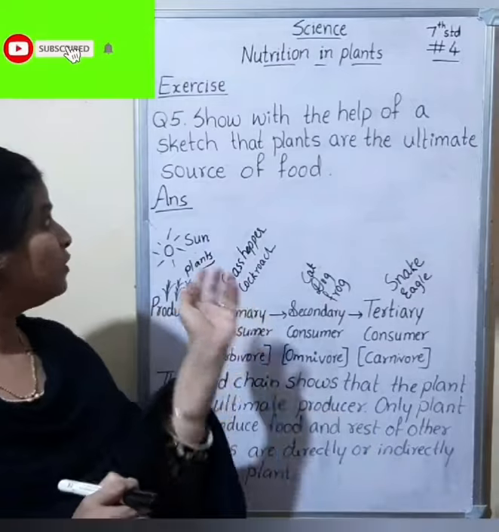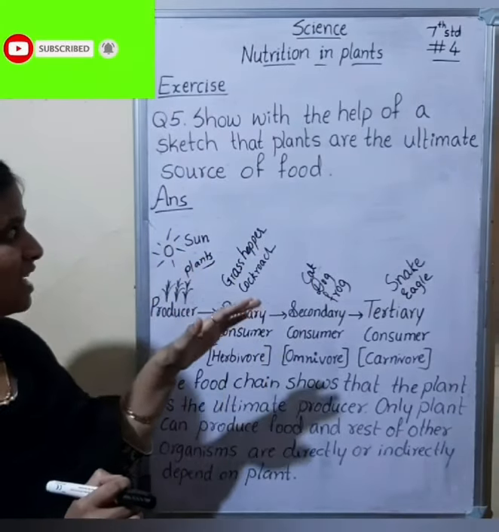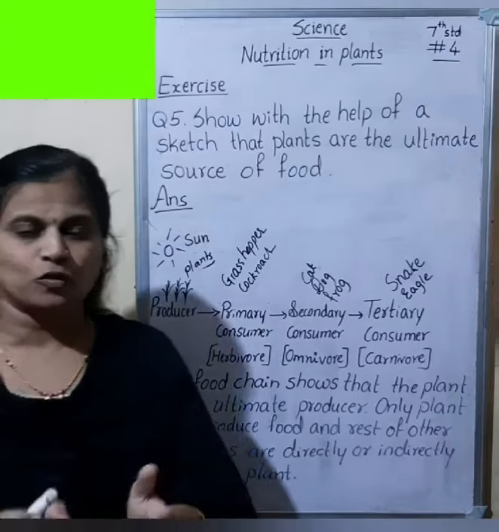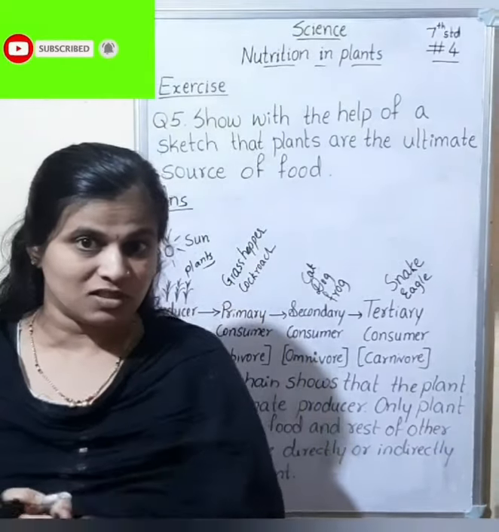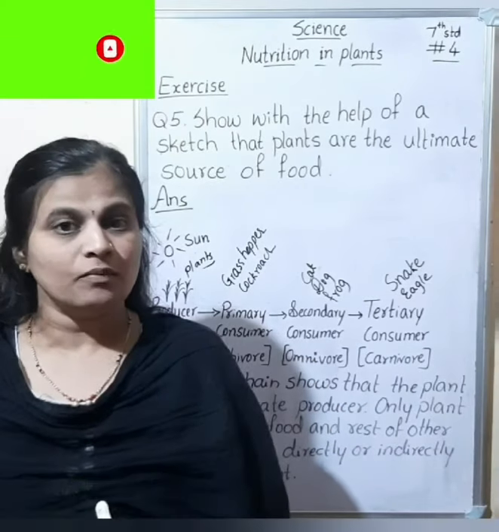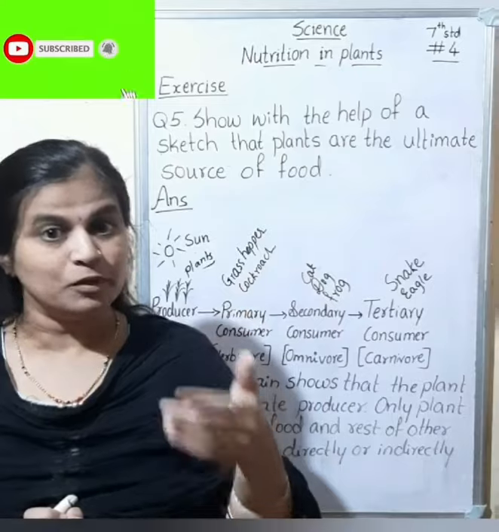So here we are with the fifth question. Show with the help of a sketch that plants are the ultimate source of food. Yes, of course, plants are the ultimate source of food because they are the producers, right? So they produce the food. Rest all completely depend on these producers.